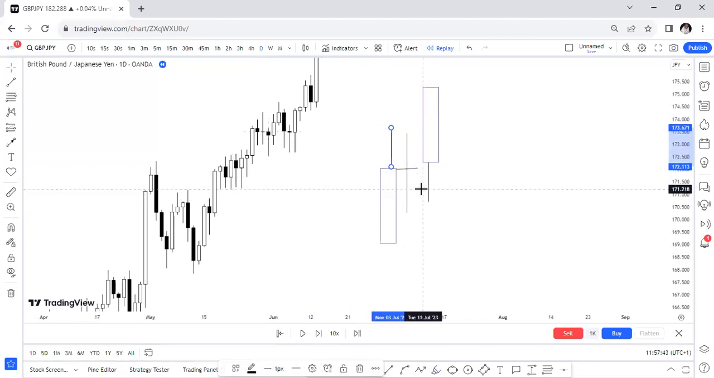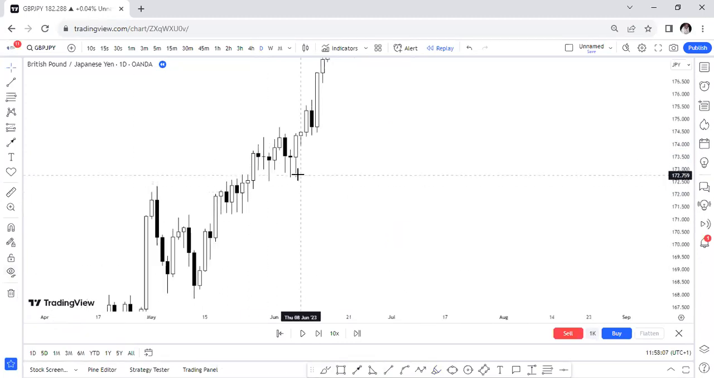You can have this, like what you have here. This is a low range body. This is an impulse. This is an impulse. So this is what we call in supply and demand a rally base rally. So that's how to identify this.